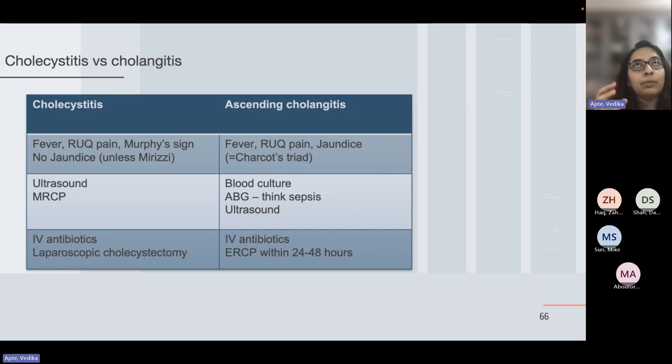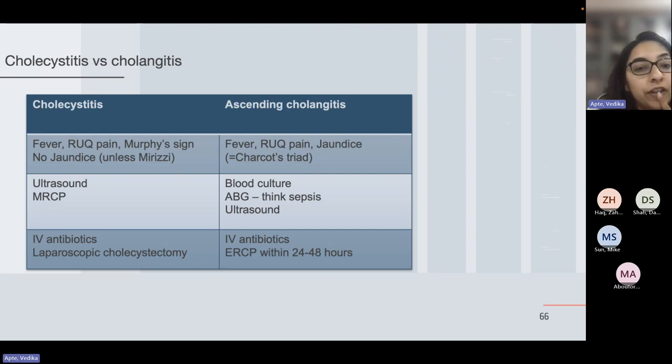Essentially, to have the presentation of jaundice, the common bile duct needs to be blocked. Hence why you have jaundice in ascending cholangitis and not cholecystitis. For ascending cholangitis, you have Charcot's triad: fever, right upper quadrant pain, and jaundice. For cholecystitis, your primary investigation is an ultrasound. If that doesn't work, then an MRCP.